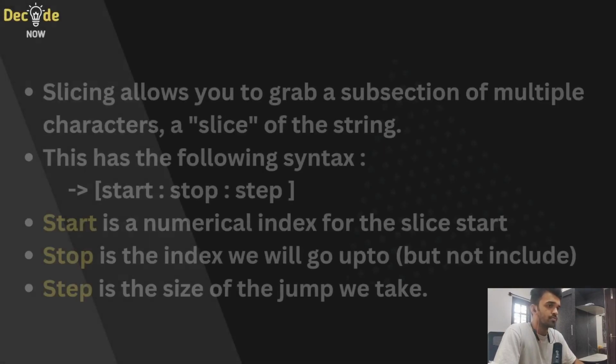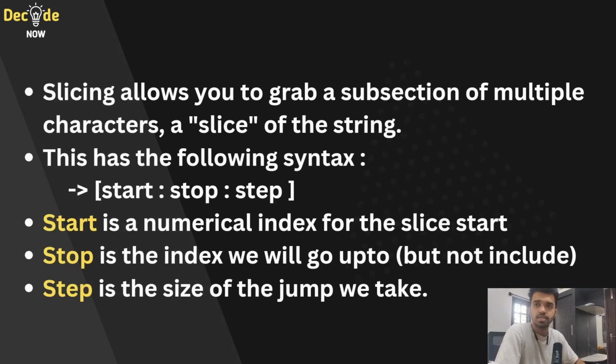Moving to the next slide, we have slicing. Slicing, as I said earlier, allows us to grab a subsection of multiple characters, or we can say a slice of the string. It has the following syntax. We have three values: the start index value, the stop index value, and the step size. All three values are enclosed within square brackets and separated using colons. The start index is the numerical index for the slice to start. So from which index value do you want the slice to begin? That's the index value which goes here.